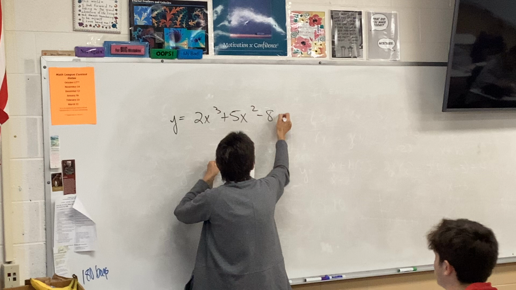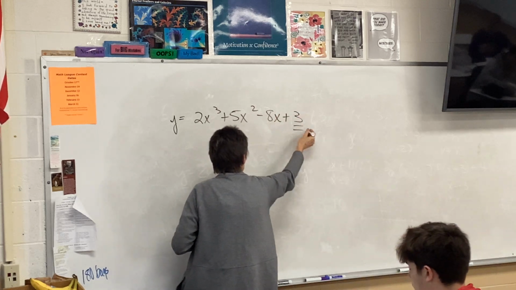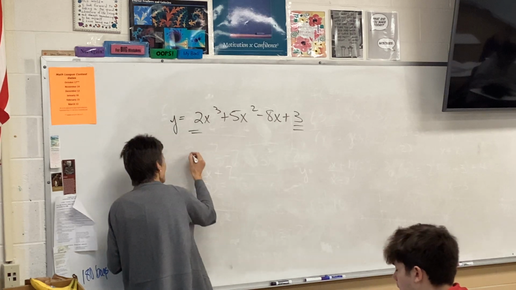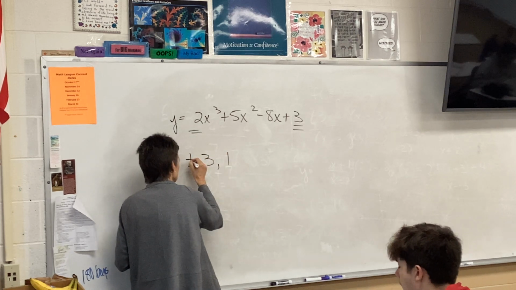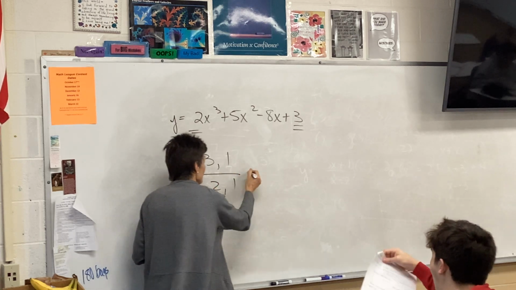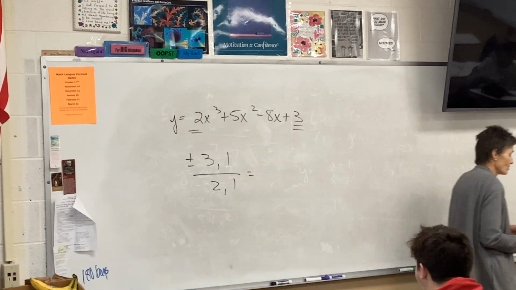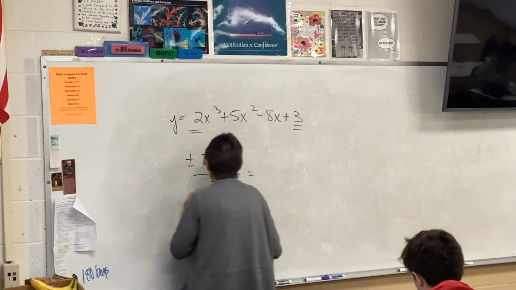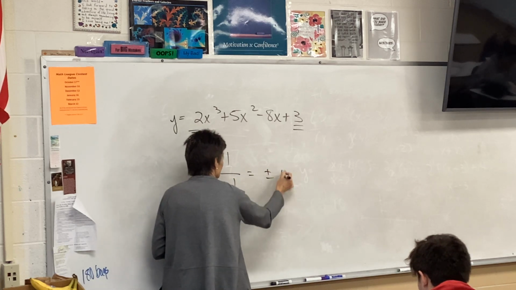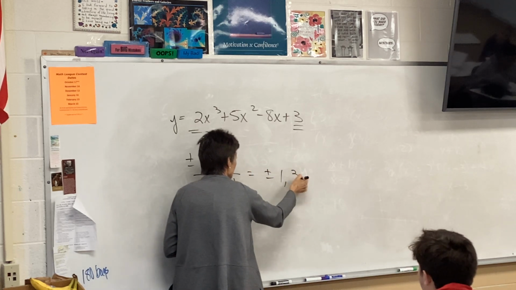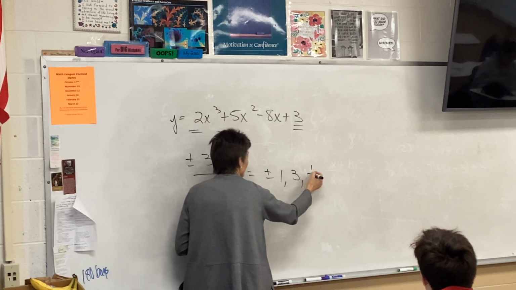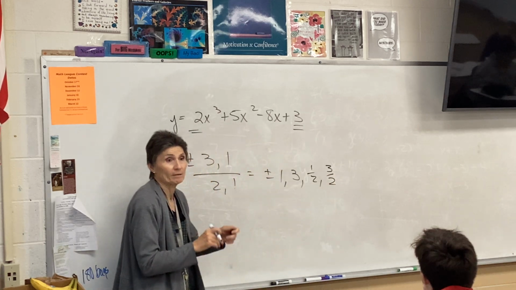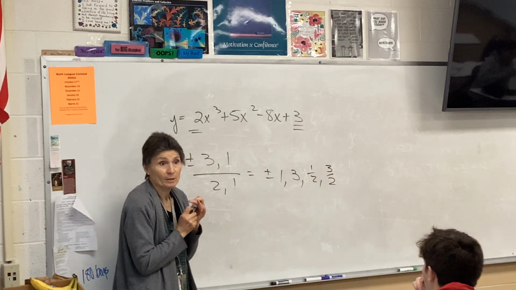The rule is, guys, it's factors of 3 over factors of 2. So if you write down all the factors of 3 and all the factors of 2, then your PRRs are every single one of those combinations. So it can be 1 over 1, 3 over 1, 1 over 2, and 3 over 2. It's every combination. That's it. That's how you do it.